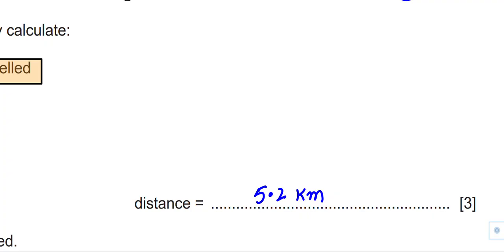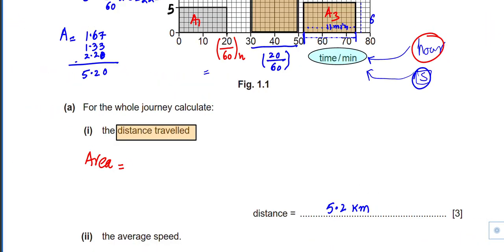What was the number? Sorry, can you repeat? No, no. We can scroll up. I just want to see the numbers. 1.67 plus 1.33 plus 2.20. So the second one, it's not 1.3, it's 13.3. Oh my bad. 13.3. Okay.